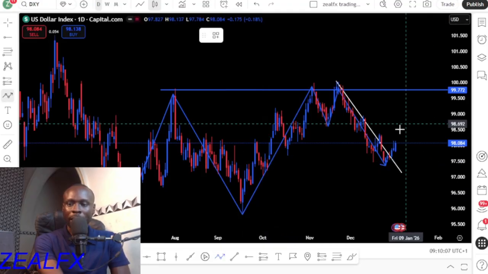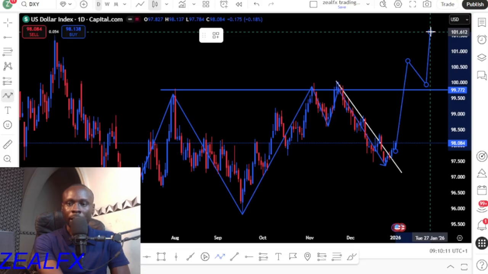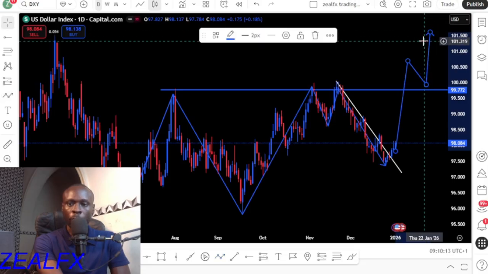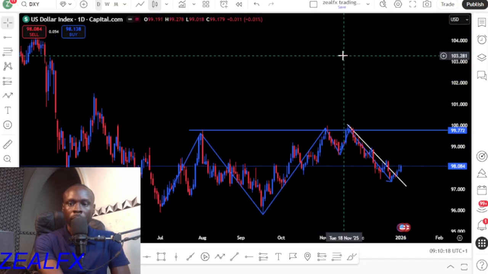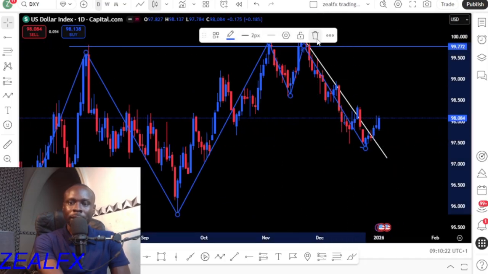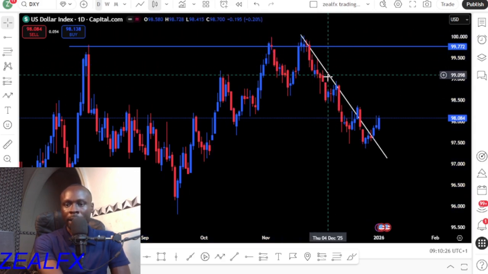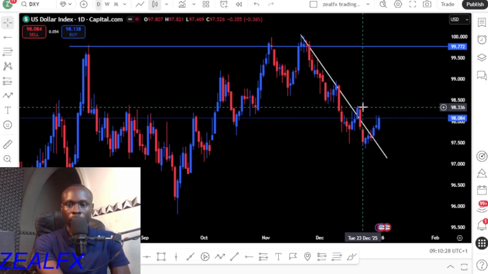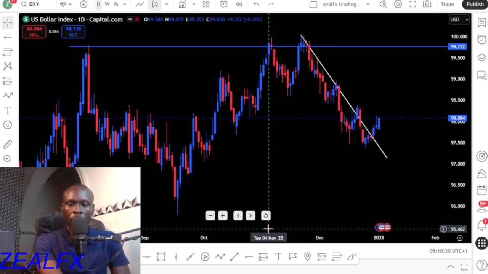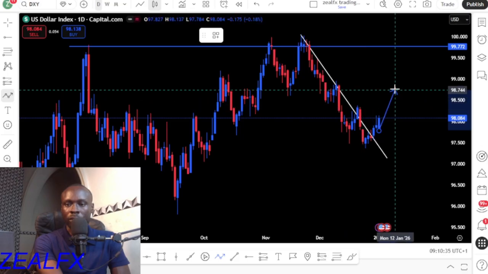We need price to break above this high to fully confirm the uptrend structure, the uptrend movement confirmation for the dollar index. So now what we need this week, we need price to break this inner structure, because currently we have a higher high, a lower high, and a lower high inner structure for the dollar index. So we need price to break out of this inner structure, this lower high inner structure level.